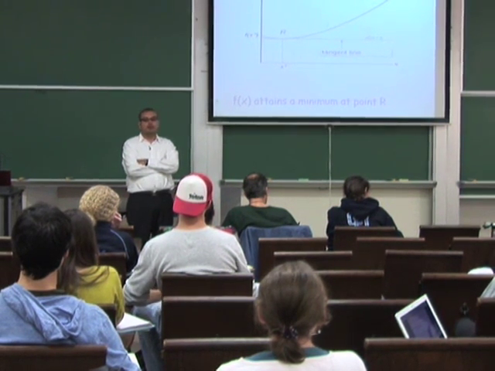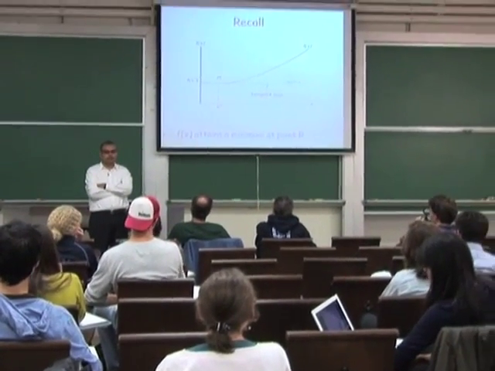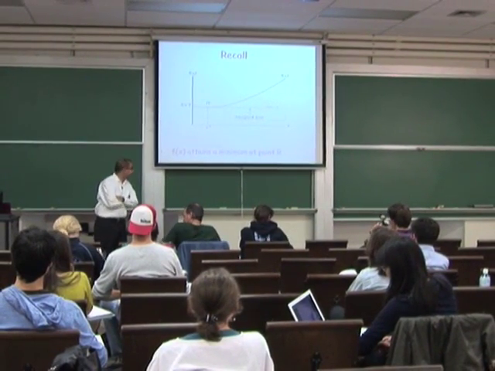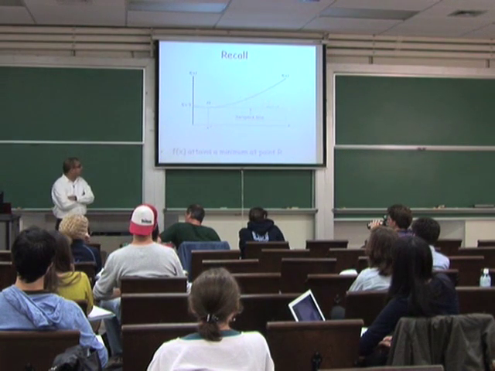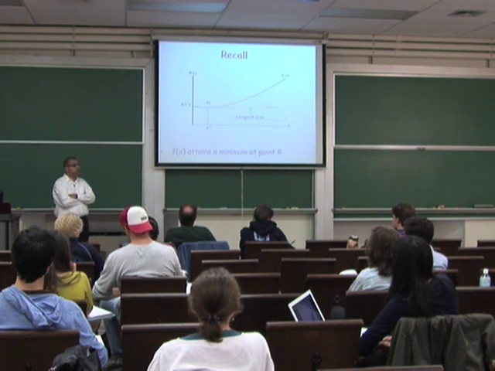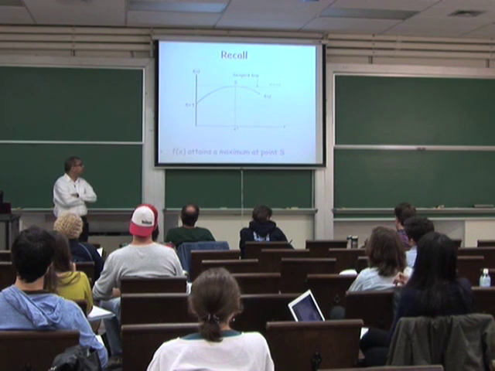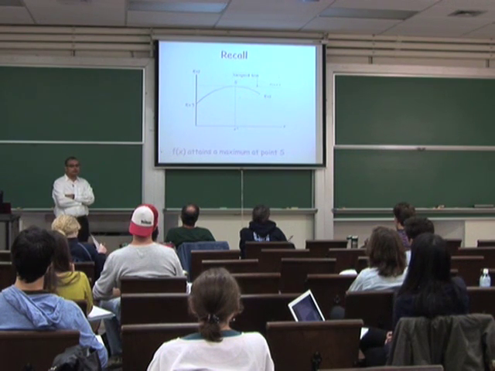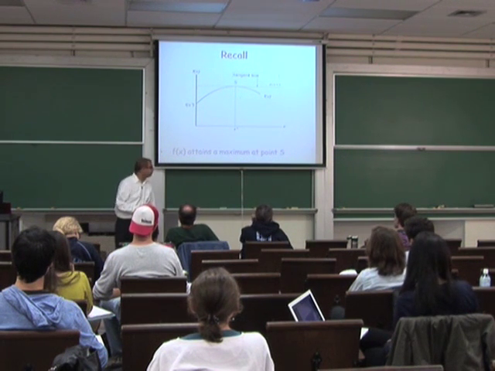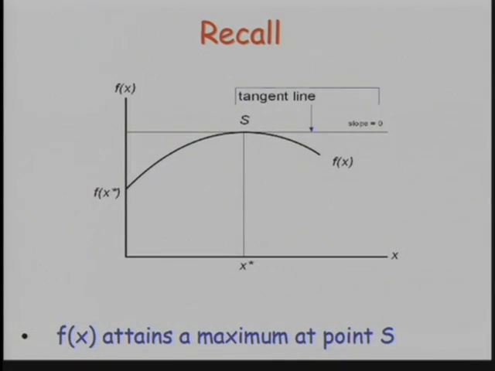Alternatively, the point on the function where the tangent line to that function at that point is horizontal. And if we had a convex function, then such a point would be a local minimum. And if we have a concave function, such a point would be a local maximum. Everybody recall this? Everybody remember that this is the concave function? Okay.